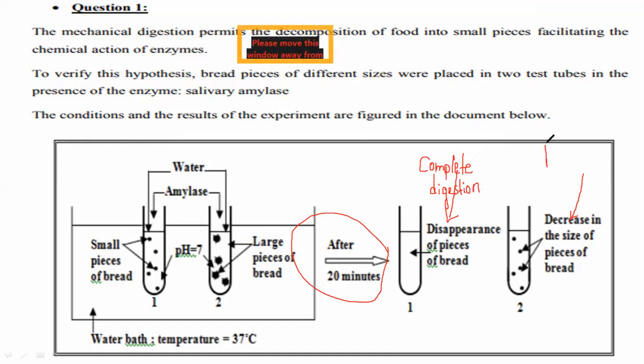However, in the second tube, it's called partial digestion. Why? Because the large pieces become smaller. So partial digestion digests the food partially and not completely. There, we determined where the digestion occurs, in tube 1 and tube 2, and we determined the variable factor. Let's move to the questions of this exercise.